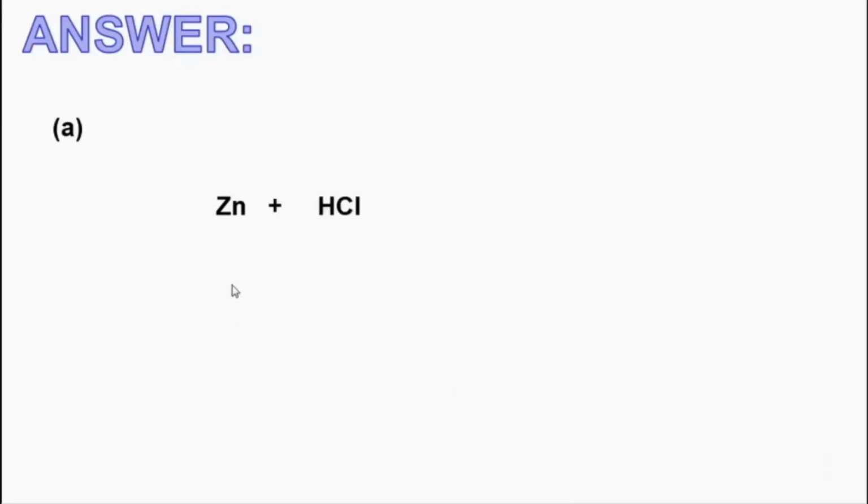In A, what we need to do is balance this equation. So first we have zinc, right? Zinc reacts with hydrochloric acid. We are going to get zinc chloride and hydrogen gas. And remember guys, this equation is not balanced yet.